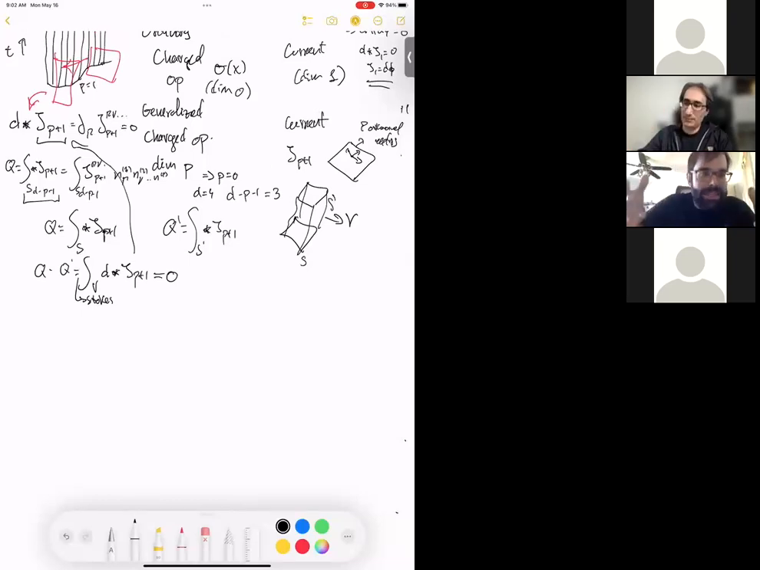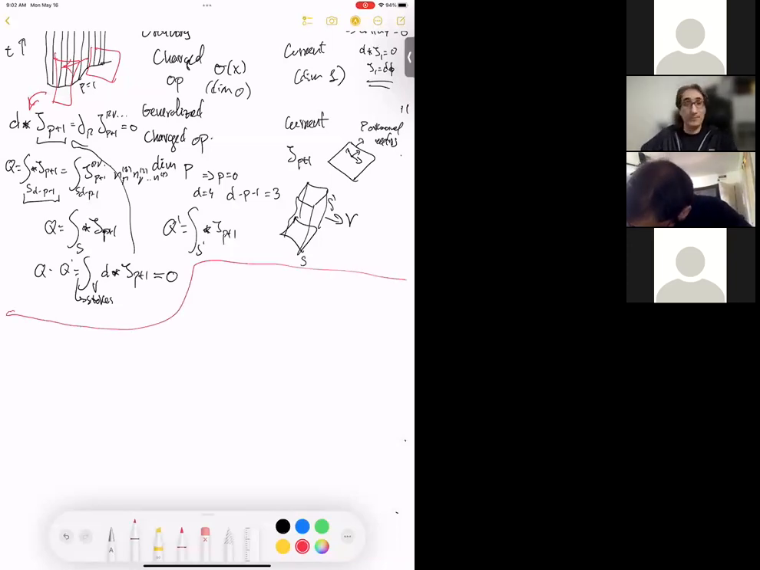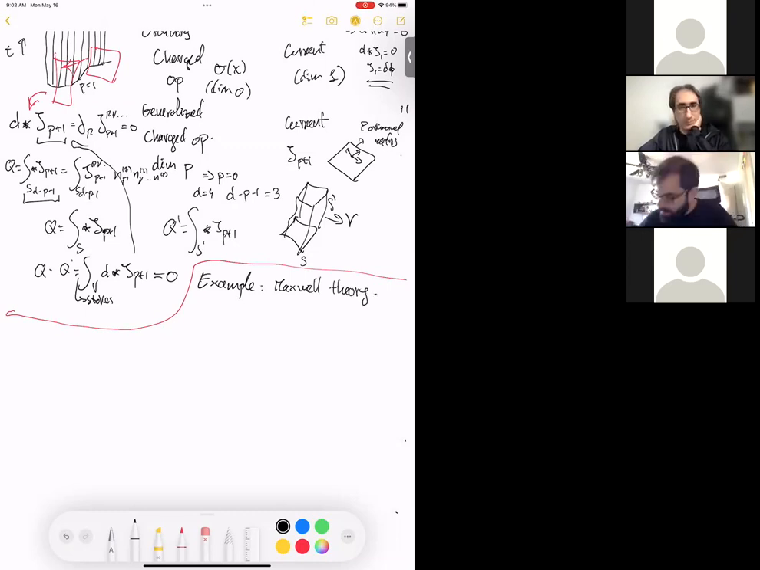So let me give you an example to make all of this much more concrete, and I'm going to do it with a theory we all know and love. A very simple theory. Let me just draw a separation line like this. Example of a generalized global symmetry, and I'm going to make it in Maxwell theory. This is just electromagnetism, I mean, electromagnetism without electric charges.